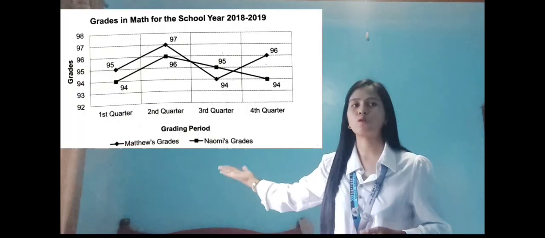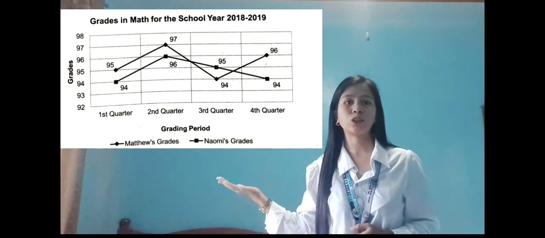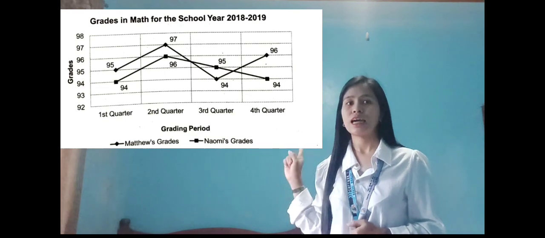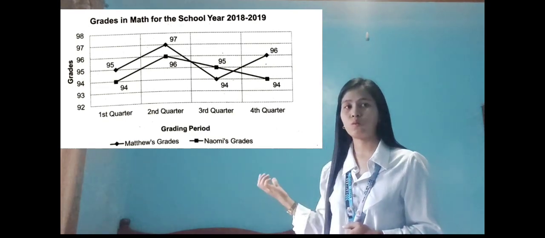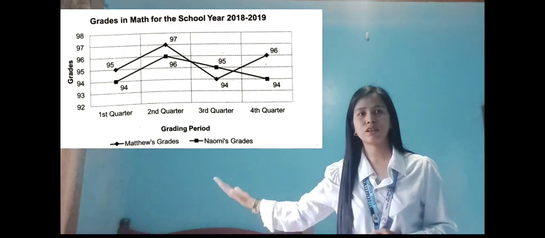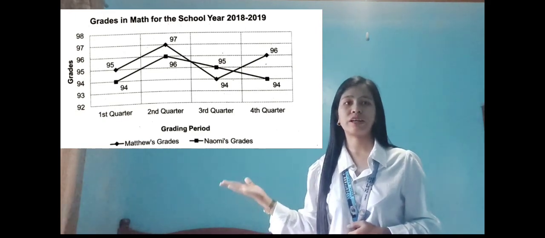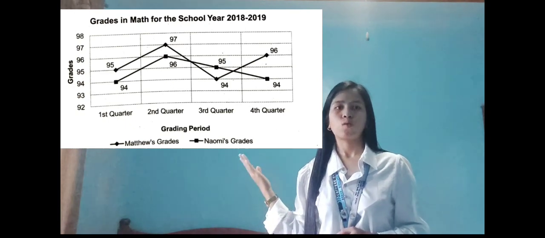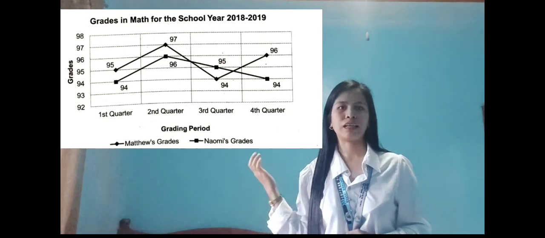So the graph shows the grades in math of Naomi and Matthew for the school year 2018-2019. In the legend there, the diamonds represent Matthew's grades while the square ones represent Naomi's grades. So based on the graph, we can say that both Matthew and Naomi acquired their highest grade during the second quarter of the school year 2018-2019.